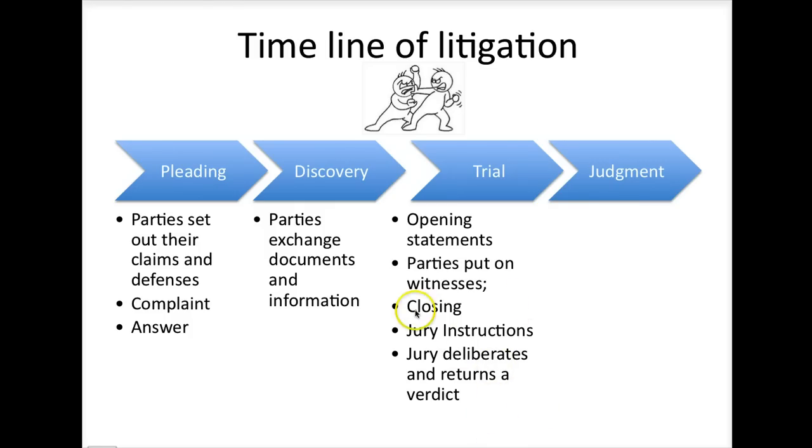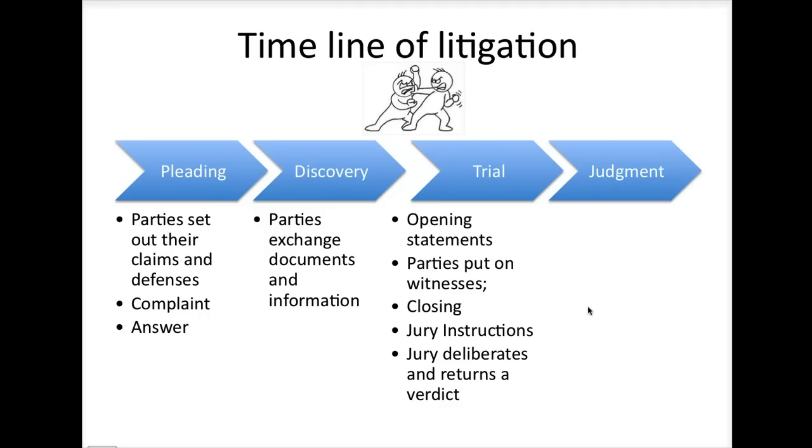When they speak to the jury after the evidence, it's called closing statements. They'll try and summarize to the jury what they believe their evidence has shown. Then the judge instructs the jury. Jury instructions will explain the law to the jury. Finally, the jury goes back into the jury room and deliberates and will return a verdict. In other words, they will say, for the plaintiff, $50,000, or for the defendant.